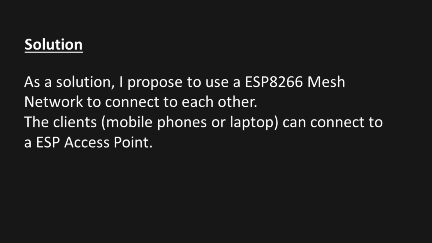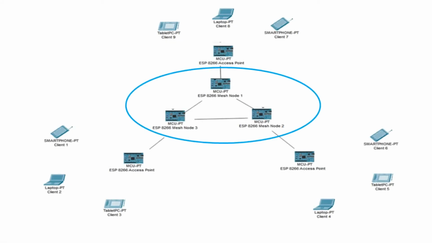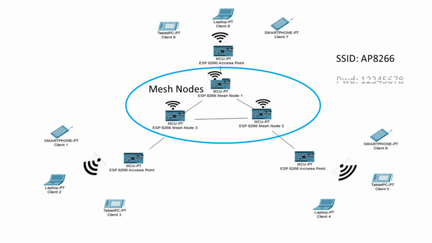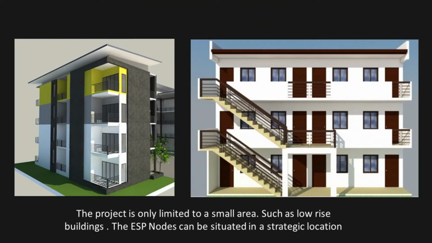We need to use ESP8266 to create a mesh network. The central nodes are the mesh nodes and the leaf nodes are the access points. Anyone who is near that access point can send a message, and if any of the central mesh nodes fail, the leaf node will automatically connect to the other node. The ESP8266 mesh nodes are positioned strategically in a low-rise building like an apartment. ESP is a bit cheap, so you can put as many as you can.